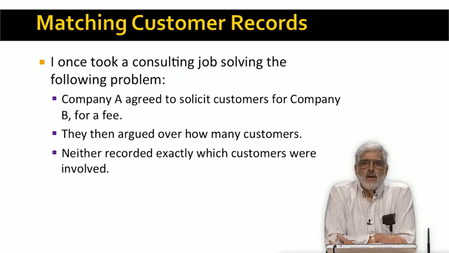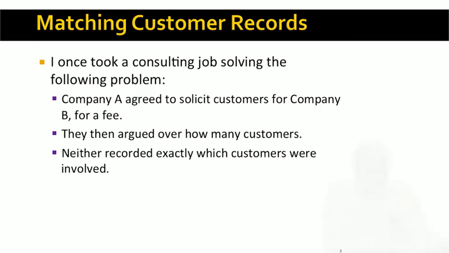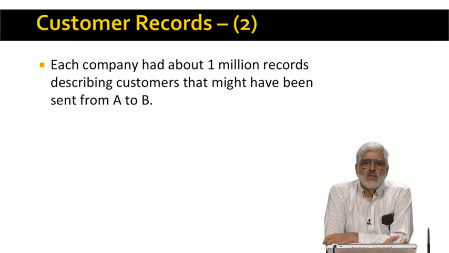Unfortunately, neither company had bothered to modify their records to indicate whether a customer had been part of this deal. A could have created a record, "We sent this guy to B," and B could have added a bit to their record saying, "This guy came from A." But neither did. So they had to pay me to figure out how many customers appeared in the databases of both companies. To set the scale of the problem, each company had about 1 million records that might represent a customer that A had provided to B.